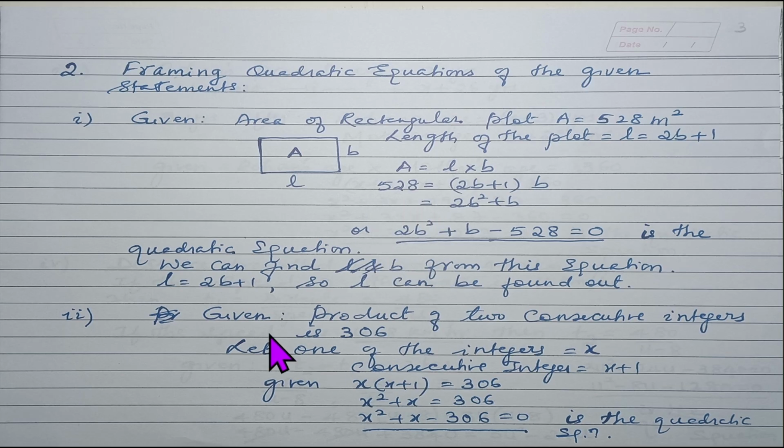So please remember that. Now the second example is, we are given a product of two consecutive integers, and that is 306. We do not know both the integers. Let us assume one of the integers as x, thus the next consecutive integer is x plus 1.